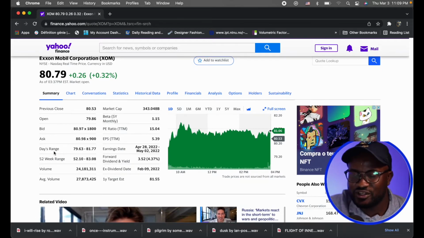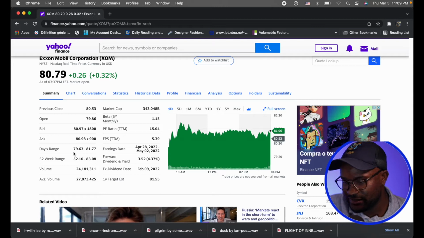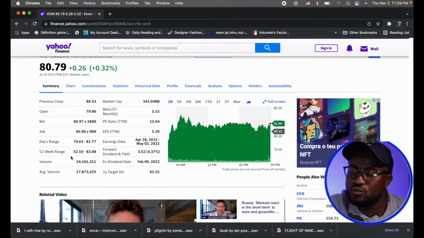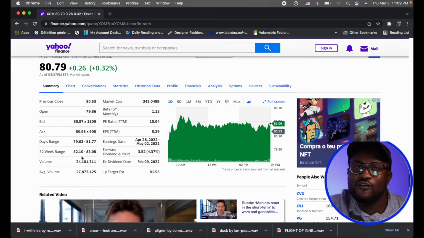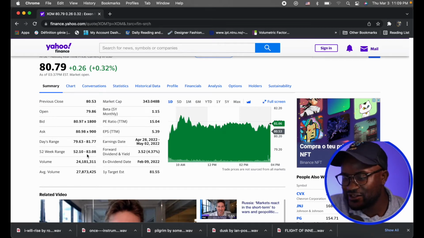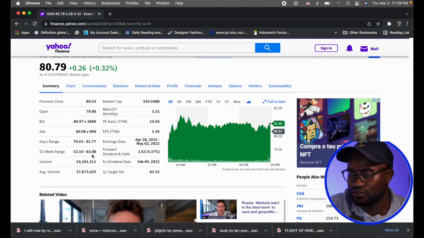The day's range represents the price variation within that trading session, which in this case is its lowest was 79.63 and the highest price was 81.77. The 52-week range represents the lowest price within 52 weeks, which is usually the year for trading sessions, and the highest price was 83.08. So it's like within a year of trading, that was the lowest price and that was the highest price.